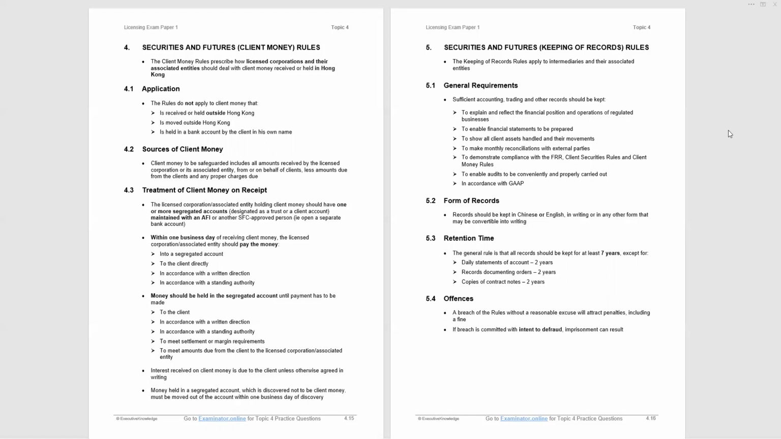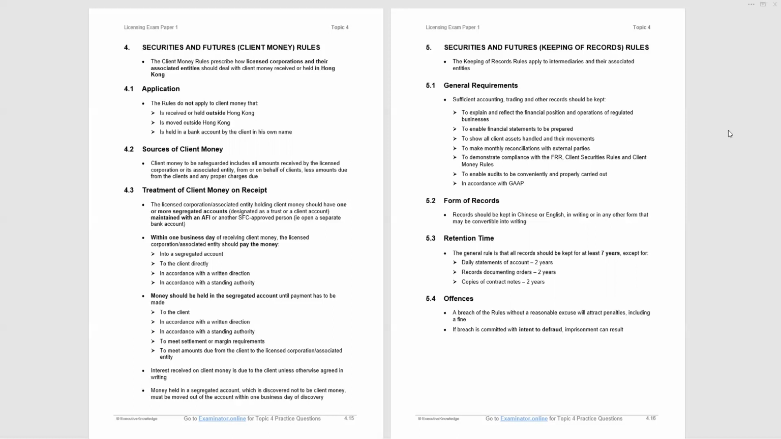How long should we keep the records for? The default is 7 years. However, anything that's close to a transaction that records detail as opposed to a summary, you keep for 2 years. Daily statement of account, the records documenting orders, contract notes, 2 years, everything else, 7 years.